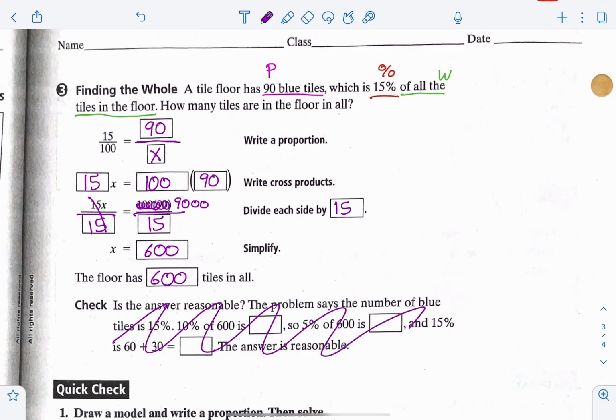We don't need to do the quick check. You guys are good. So setting it up is the part where you have to pay attention to the part, percent, and the whole. But then solving it is using those cross products and solving the way we've been solving. So that part is not new.